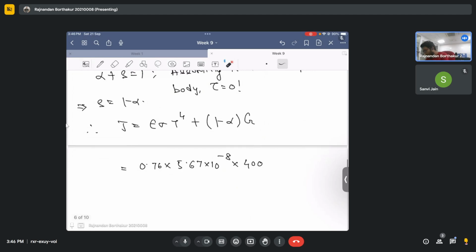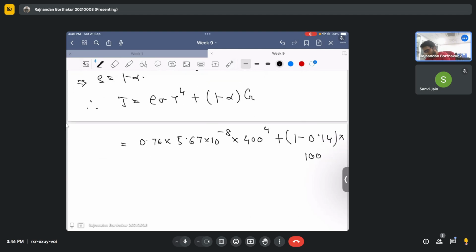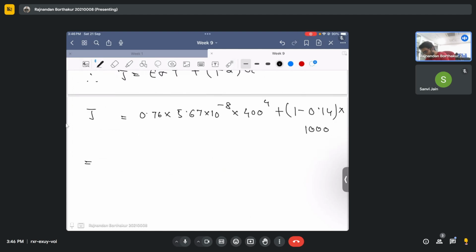So this becomes 0.76 times 5.67 times 10 to the power minus 8 times 400 raised to the power 4, plus 1 minus alpha. Your alpha is given to be equal to 0.14. So it becomes 1 minus 0.14 times your irradiation, which is 1000. Okay, and this is basically your radiosity. Just do this multiplication, and you should get your radiosity to be around 1963 watt per meter square. Okay, you can do this at your end and you will get this answer.